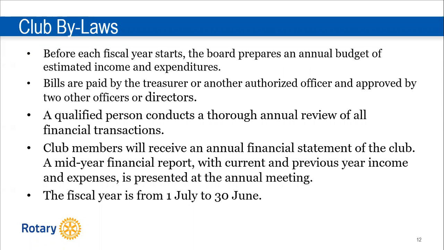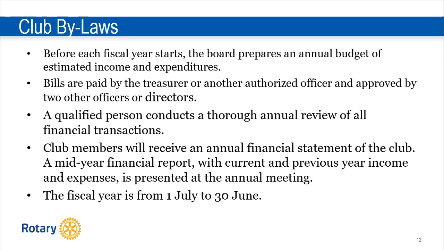Okay, the club bylaws, and your bylaws may be different, but the recommended Rotary International bylaws say that before the fiscal year starts, the board is going to prepare an annual budget of estimated income and expenditures. It also says that the bills are paid by the treasurer and need to be approved by 2 other officers. This is where you have the checks and balances to make sure the bills are being paid on time and the right bills are being paid, and the club's money is being carefully controlled. So make sure you have that.